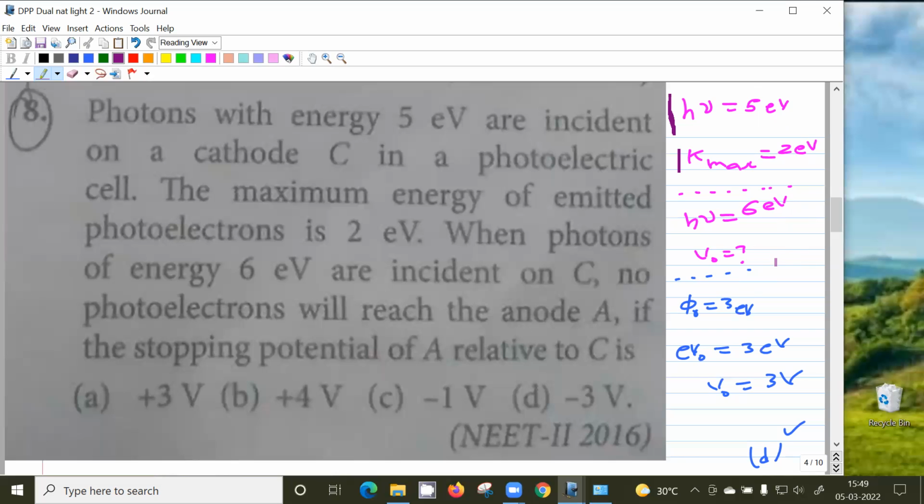So the stopping potential should be able to stop this K max. So what is the relation then? Relation between the K max equal to 3 electron volt. What is the answer?